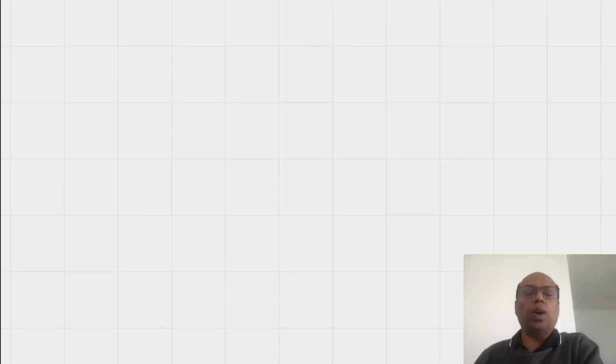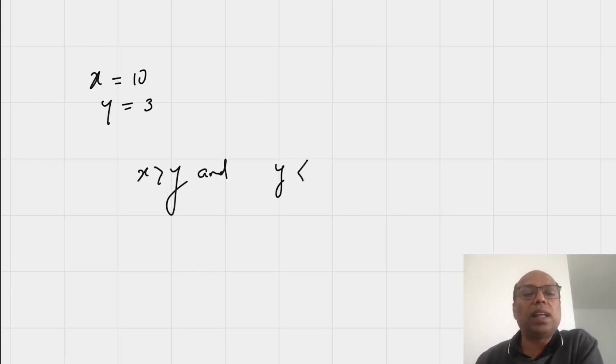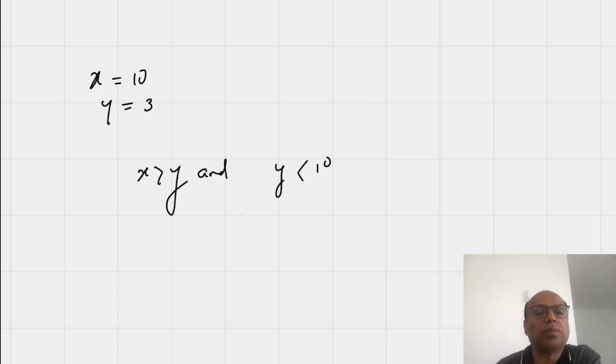So I have written right now in this place x is 10, y is 3. I have written like this: x is greater than y and y is less than 10. If I write like this, what will happen? X is how much? 10. 10 is greater than 3 is what? True. Since it is true, it is going to solve the right hand side. And y is less than 10 is also true. 3 is less than 10 is true. True and true.